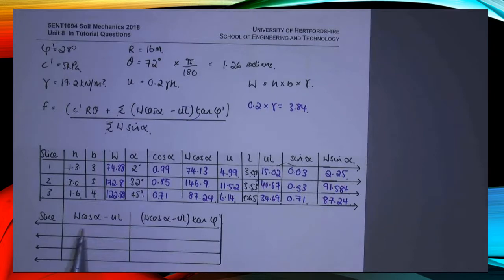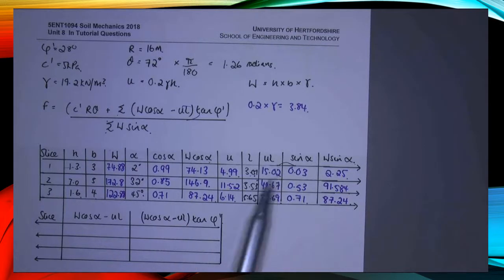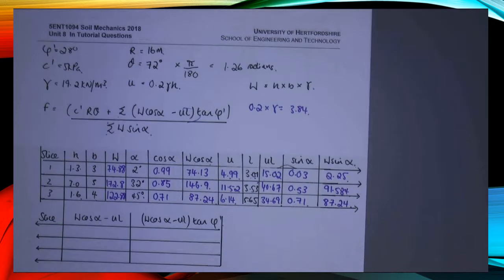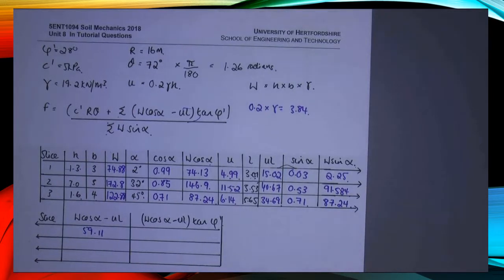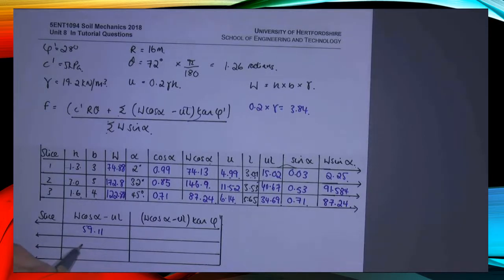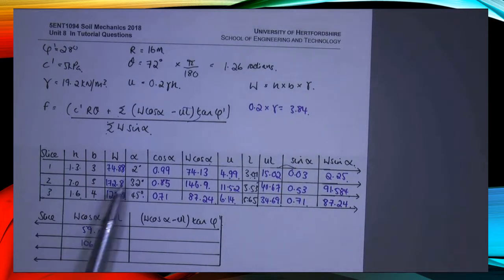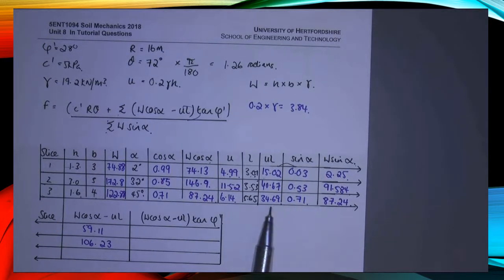So now we need to cut the same corresponding slices. We want to do W cos alpha minus UL. So that is essentially what we have calculated for W cos alpha minus the UL. So 74.13 minus 15.02 for slice 1. 146.9 minus 40.67 for slice 2. This is us working out our effective stress. So that is the total stress due to the soil minus the pore pressure, UL being our pore pressure. And then finally 87.24 minus 34.69, which gives 52.55.